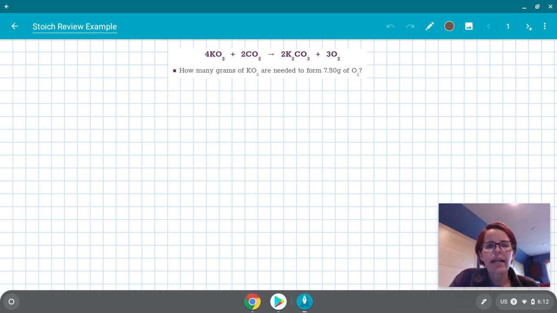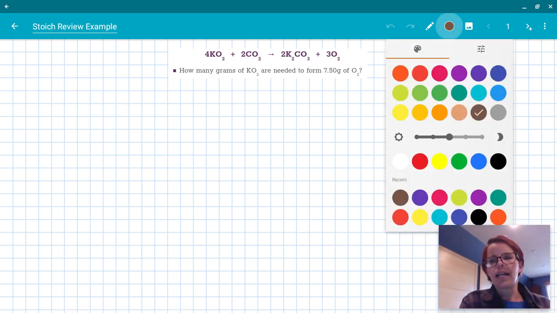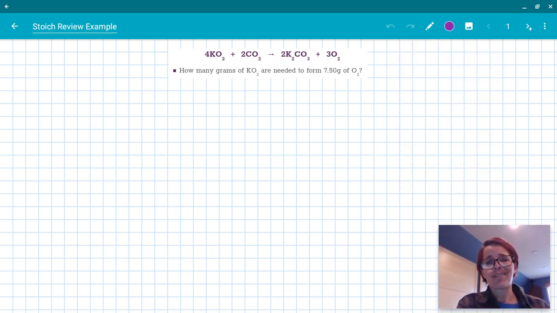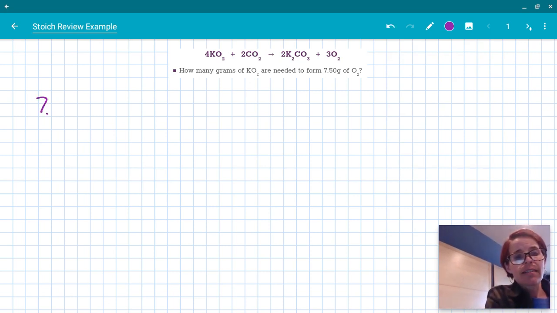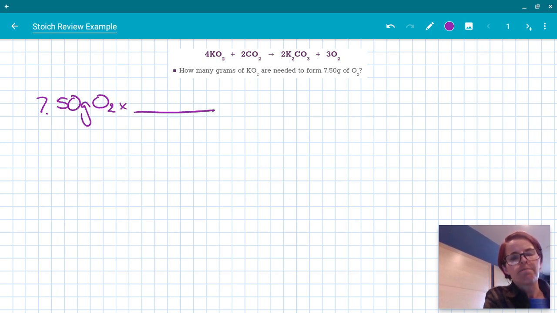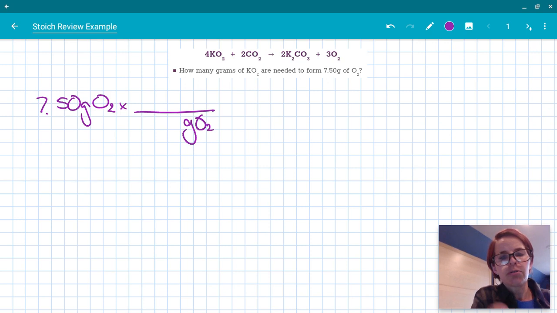Okay, so it says how many grams of KO2 are needed to form 7.5 grams of O2. In this case, we're given the 7.5 grams of O2, so that's what I'm going to start with. And I'm going to choose a better color than brown. I'm not a huge fan of brown. So I'm going to write down 7.5 grams of O2. Sorry about my messy handwriting. I'm going to draw my first conversion factor. I know that grams of O2 is going to go on the bottom so that they cancel out.